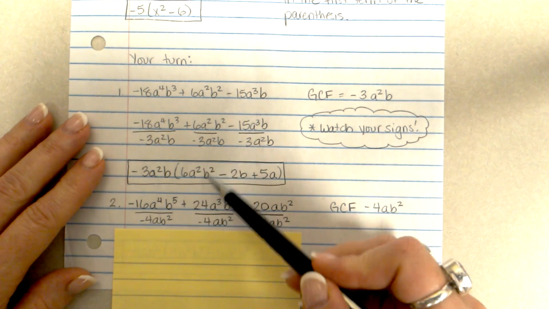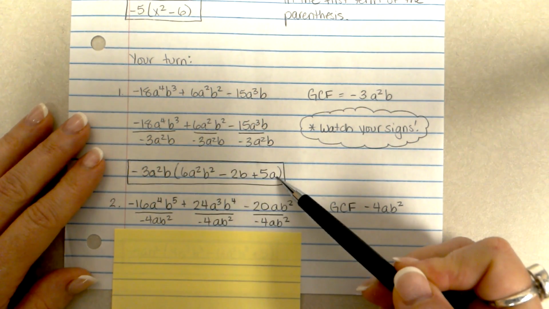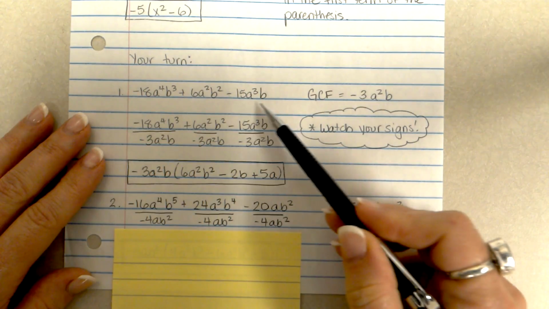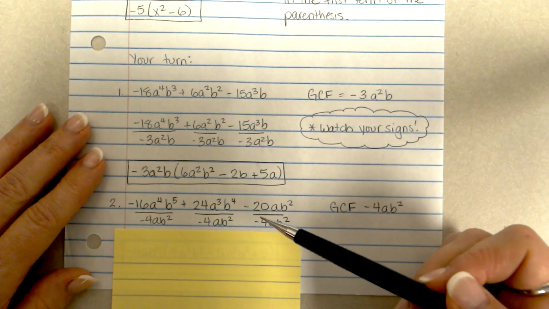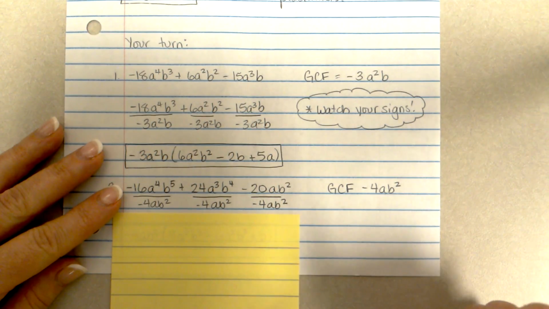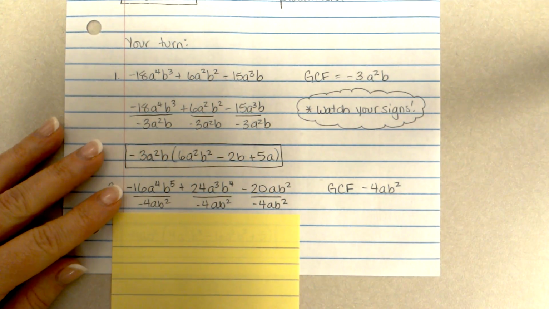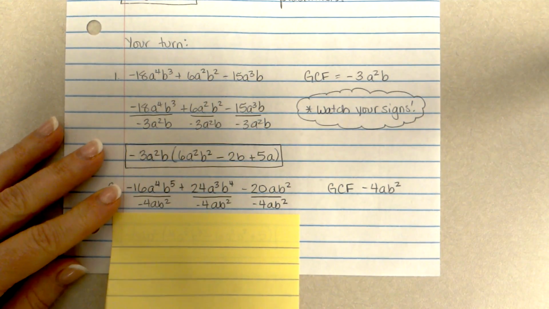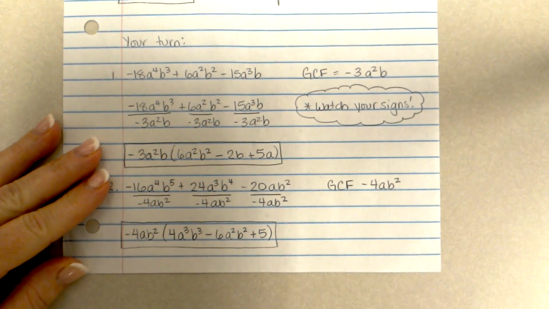And again, you can distribute the answer that you got, the factored form, and determine that yes, you have the correct answer. So look at the next one. If you take your greatest common factor of -4, only 1 A and 2 B's, this would be your answer.